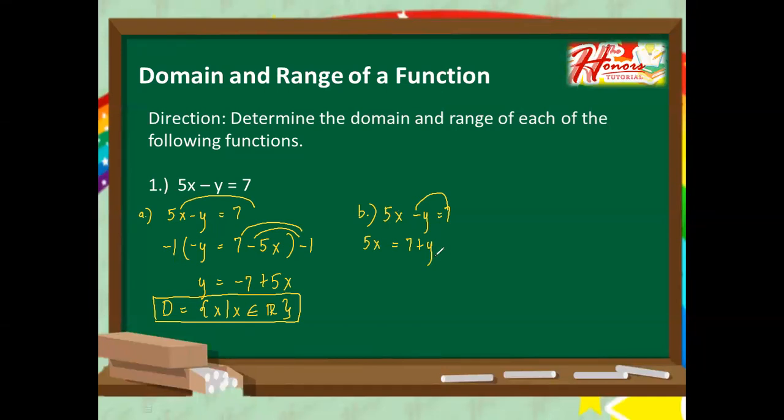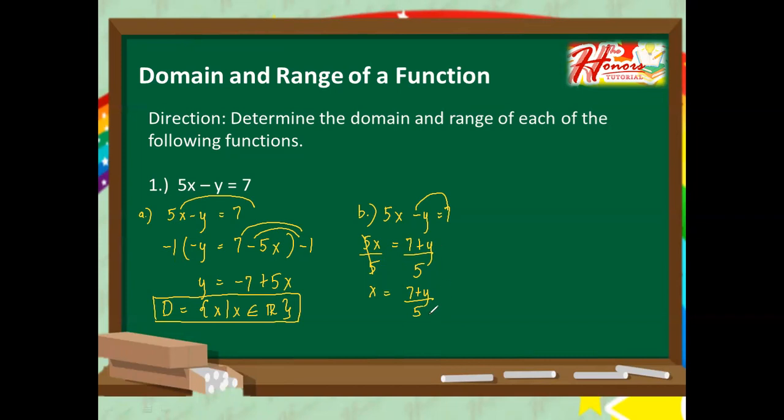As you can see in here, we have here a number beside x. We don't want that, so therefore we have to divide both sides by the number beside it, which is 5. So cancel this. We have here x equals 7 plus y over 5. And that's it.